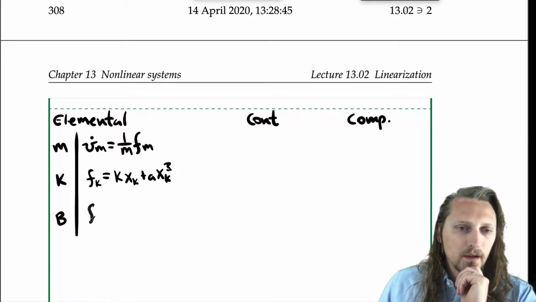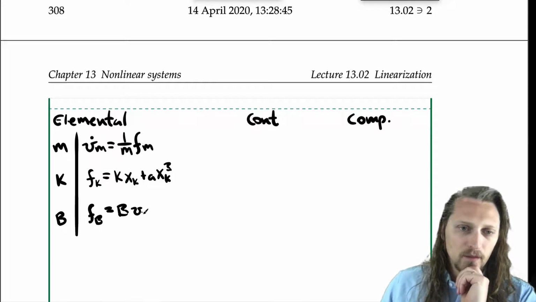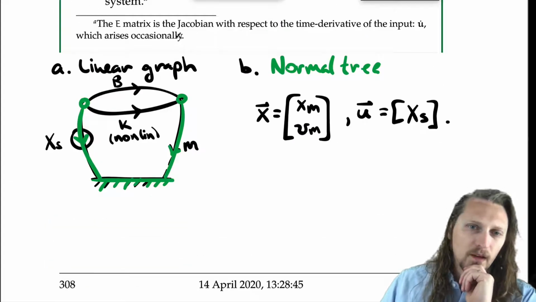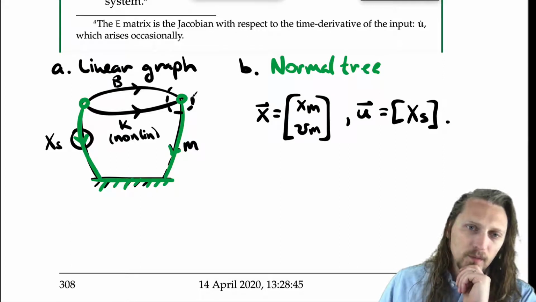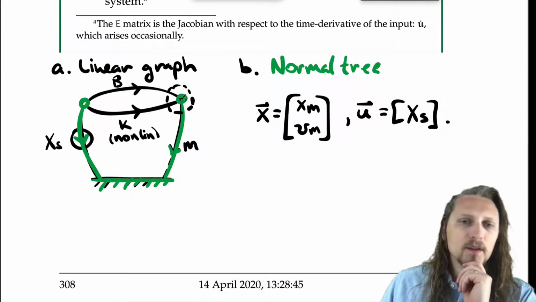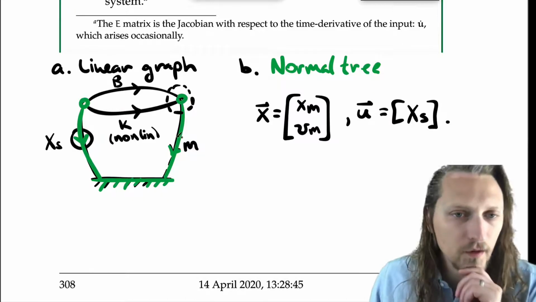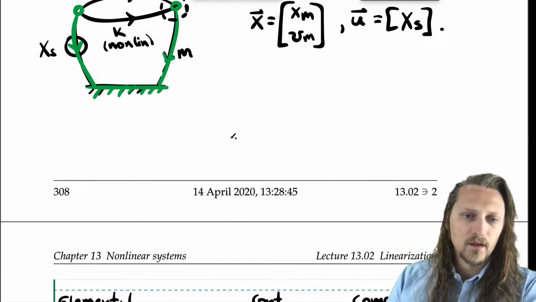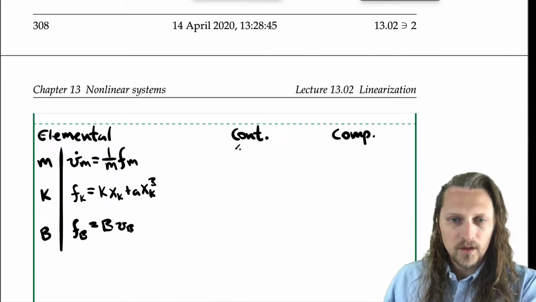And then finally we have the damping force, which is just B V_B. Okay, continuity and compatibility equations. The mass term is in the normal trait. It's a branch, so we draw this contour. We see that Fm, all the force leaving in the mass, has to equal the force going in, so Fk plus Fb.